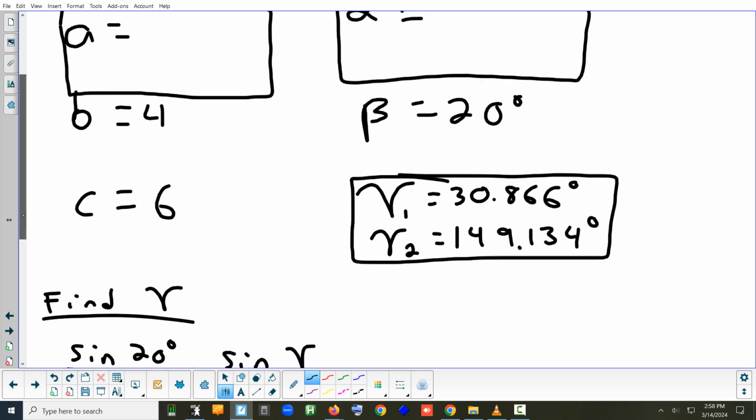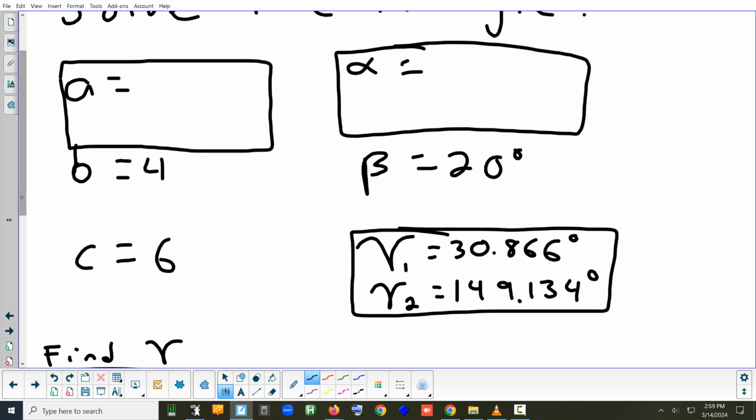Now, since gamma has 2 answers, what else does that mean? Will C have 2 answers? Nope, C was given, so we don't have to worry about C having 2 answers. Alpha will have 2 answers. Yep. And anything else? A will also have 2 answers. Yep. Okay, so let's start by finishing off the angles, and then we can finish off the sides.